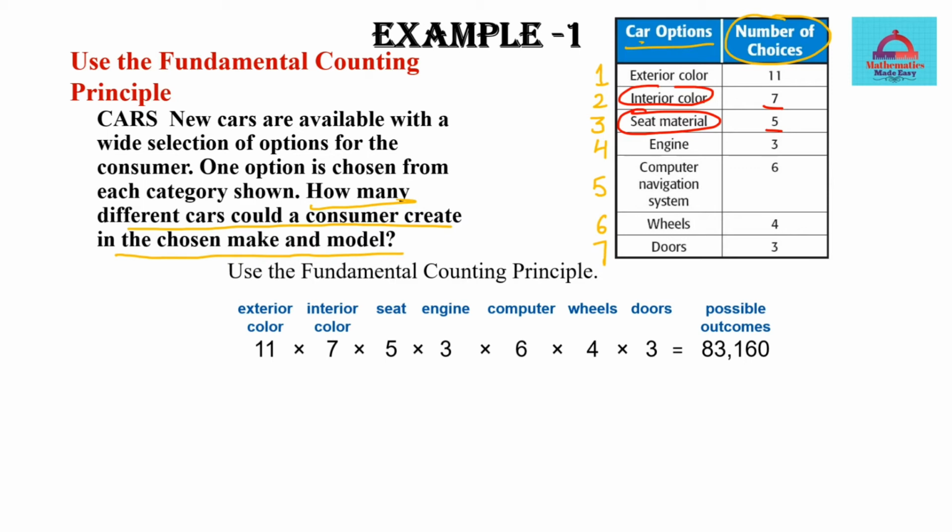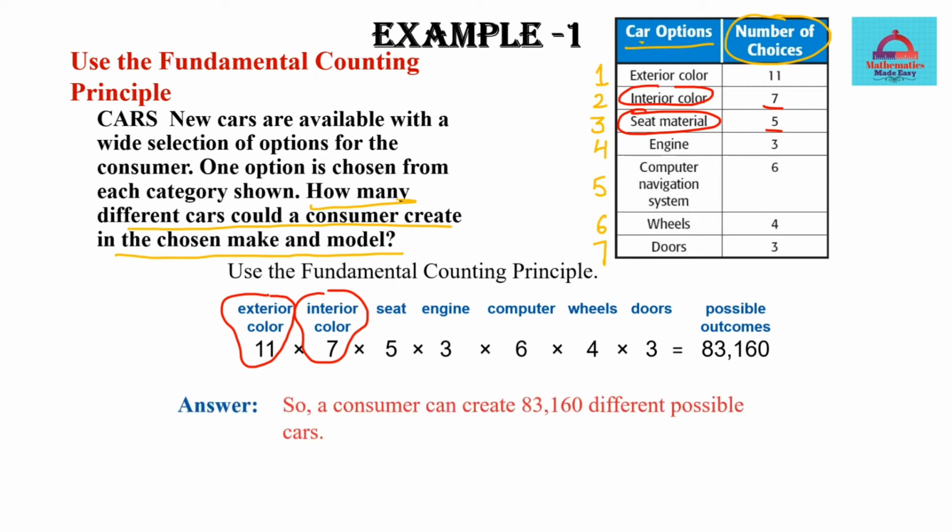So you may bring out your calculators, and for each option here, for exterior color we have 11, for interior we have 7, and so on. Just multiply all these numbers. So 11 multiplied with 7 multiplied with 5 multiplied with 3, 6, 4, and 3. All of these when multiplied will give you the final answer, which is 83,160 possible outcomes. So that's how you solve the question. The main important takeaway from the question should be that when you are using the fundamental counting principle, what you're doing is just multiplication.